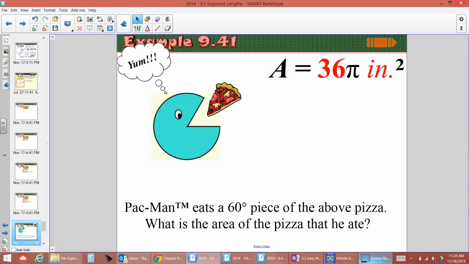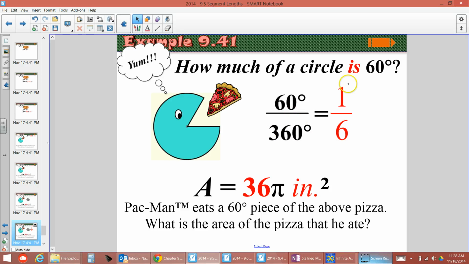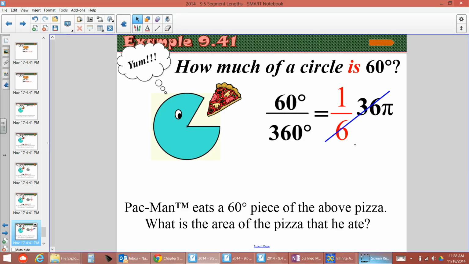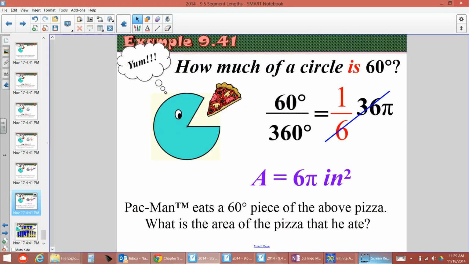So with this, if I take Pac-Man and he eats 60 degrees of the pizza, how much does he eat? So how much of a circle is 60 degrees? What percentage, if you will, what portion? The ratio would be 60 degrees to 360 degrees. That reduces down to be 1/6. So he ate 1/6 of the pizza. If we use that and we multiply it by the amount of pizza that's there, we end up with 6 pi inches squared. Test hint. He ate 6 pi inches squared of the pizza.